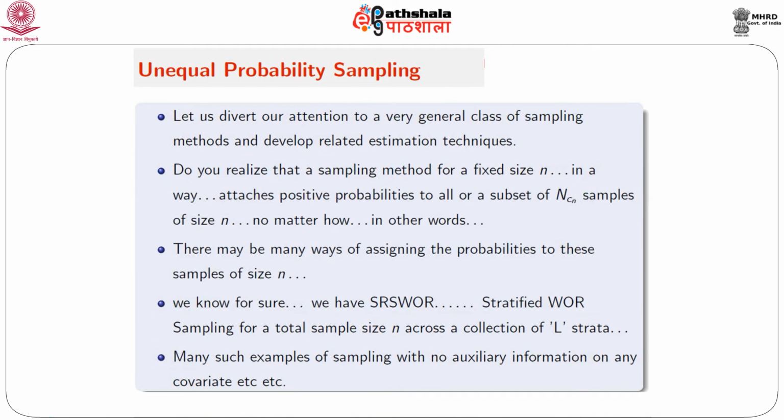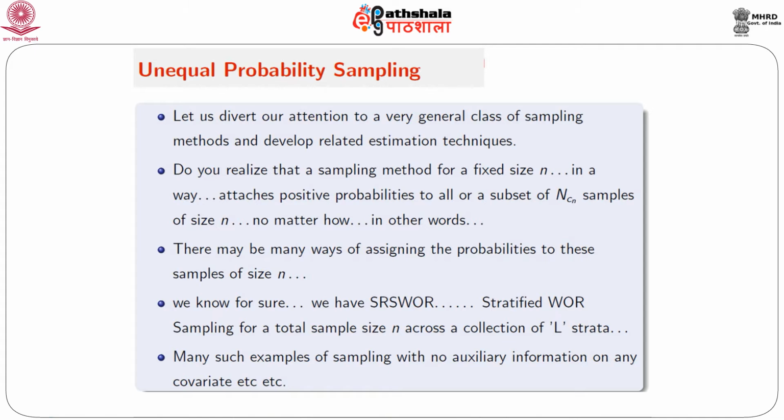Let us divert our attention to a very general class of sampling methods and develop related estimation techniques. Do you realize that a sampling method for a fixed size little n in a way attaches positive probabilities to all or a subset of samples of size n, no matter how? In other words, there may be many ways of assigning the probabilities to these samples of size n.